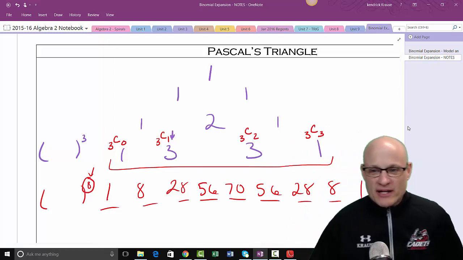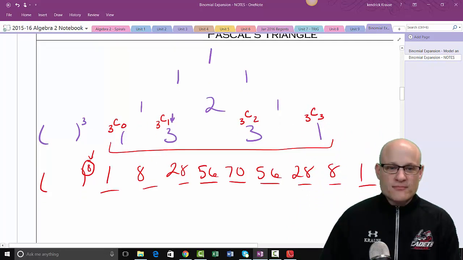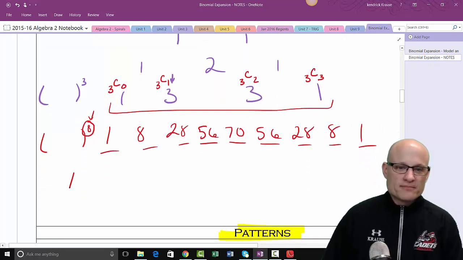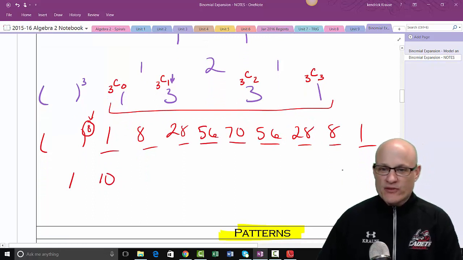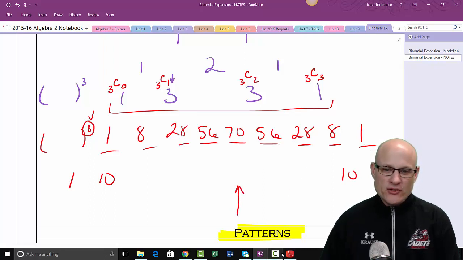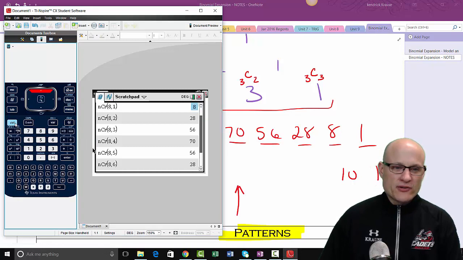So let's say I wanted my 10th row. So I know it's going to be 1 and 10. I know it's going to end with 10 and 1. And I really only have to get to the middle, and then the pattern repeats itself. So let me clear this out.